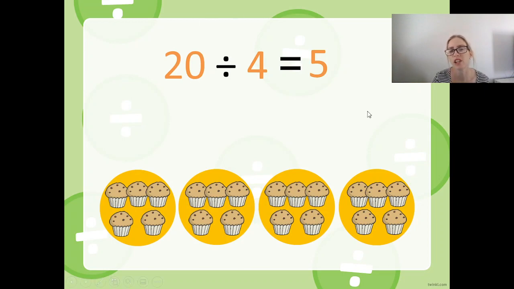Boys and girls, there is a connection with division and multiplication that we'll learn more about a little bit later. But can you notice anything here? Does anyone know that 5 groups of 4 or 4 groups of 5 is 20?